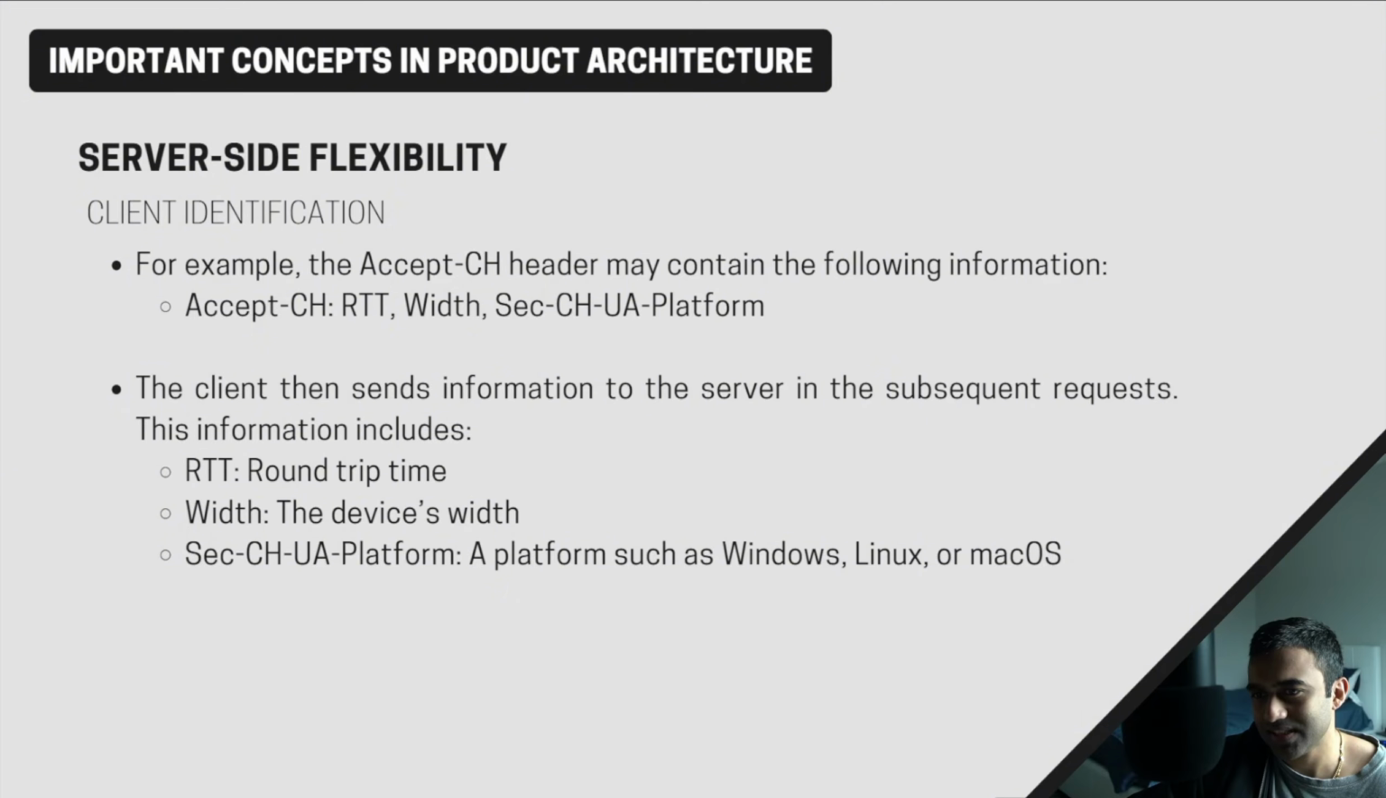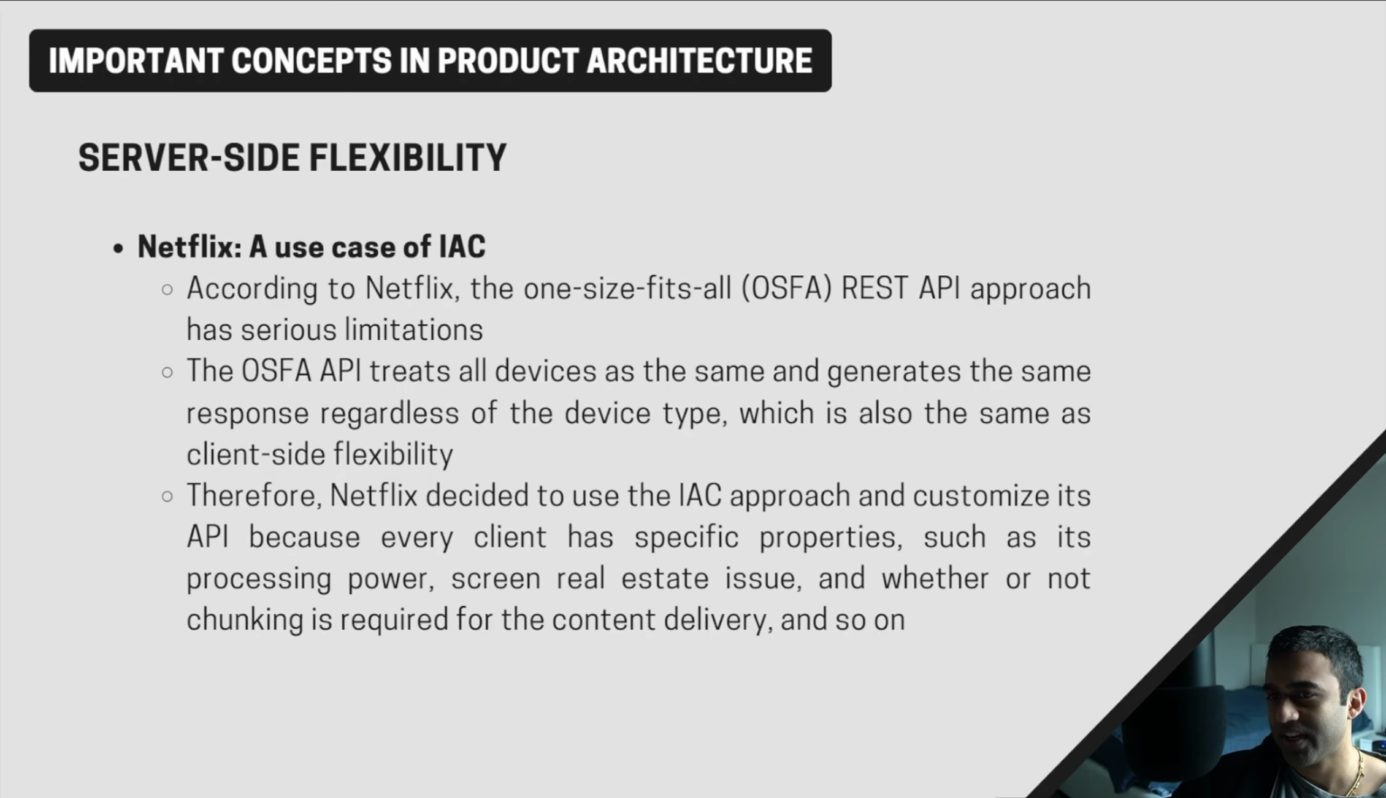The client then sends information to the server in the subsequent requests. This information includes the RTT, round trip time, the device's width, and the Sec-CH-UA-Platform, a platform such as Windows, Linux, or Mac. So, Netflix, a use case of IAC. According to Netflix, the one size fits all, OSFA, REST API approach has serious limitations. The OSFA API treats all devices as the same and generates the same response regardless of the device type, which is also the same as client side flexibility.